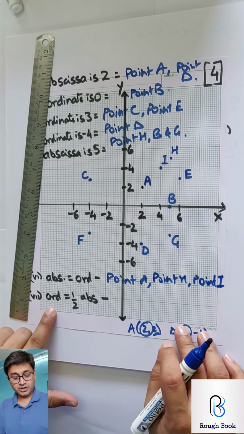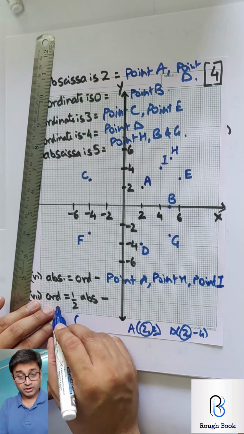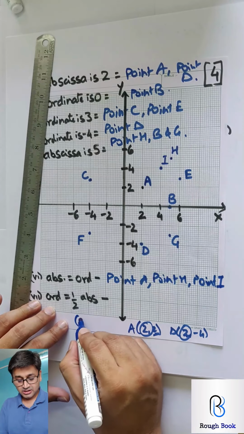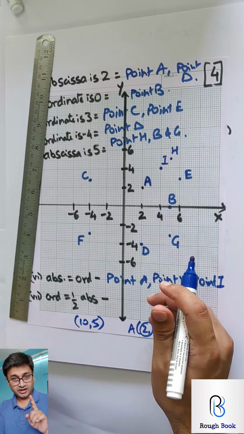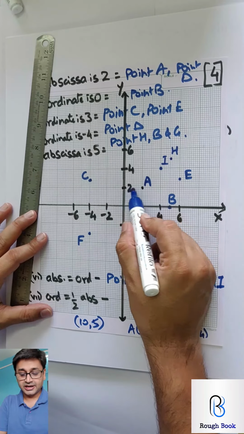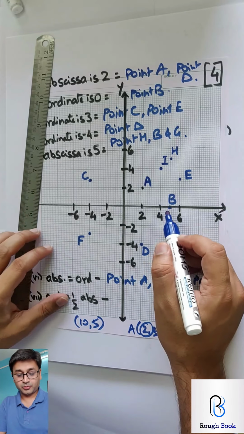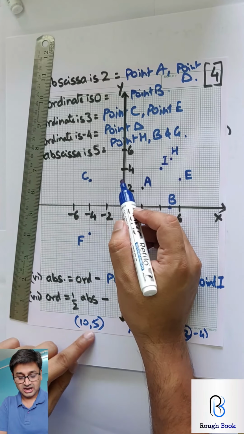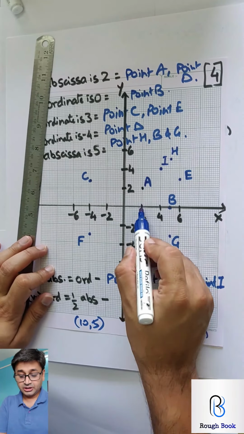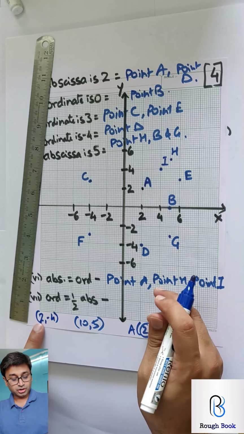Okay, the last one: ordinate is half of abscissa. So that means if abscissa is 10, ordinate will be 5, half of that. Are you getting it? So look at each point. A (2, 2), not possible. B (5, 0), not possible. C (minus 4, 3): 4 and 3, no connection as half. Not possible. D (2, minus 4). Look at this carefully. They said ordinate should be half.